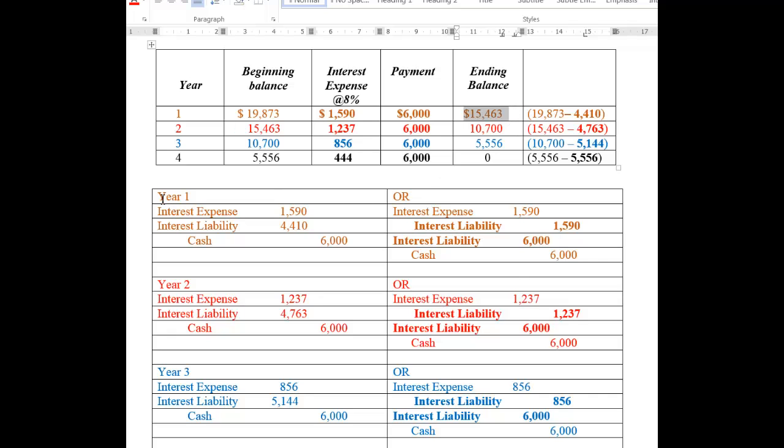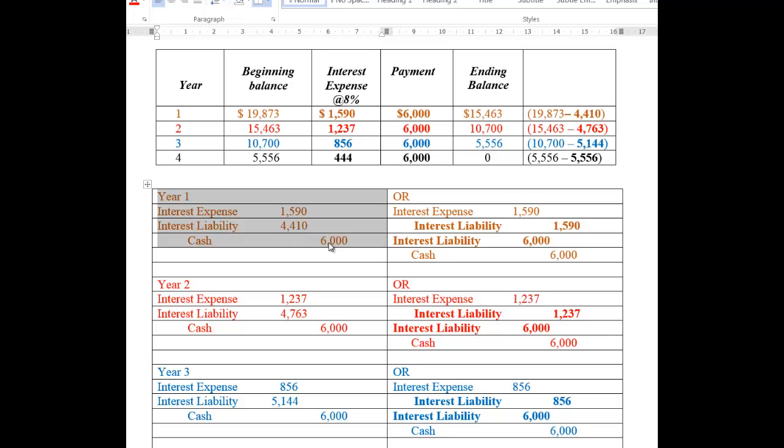In fact, some students would say it might be easier just to have a look at the entry so we can better understand where this $4,410 comes from. Well, don't forget, in year one, you're going to book a debit to your interest expense, which we calculate as the carrying value of the liability times the market rate, which is 8%. We already know our PMT is $6,000, so the difference between the expense debit and the cash credit is a debit or a reduction of the interest liability of $4,410.